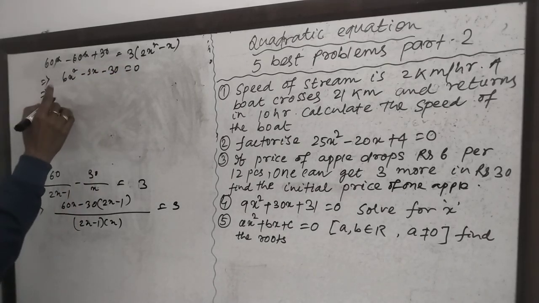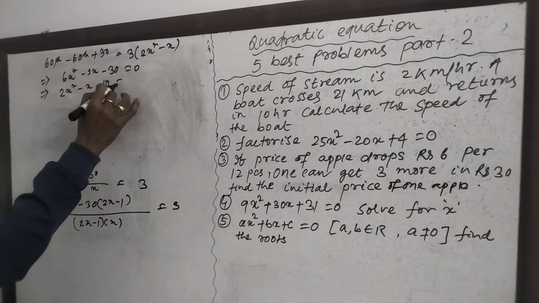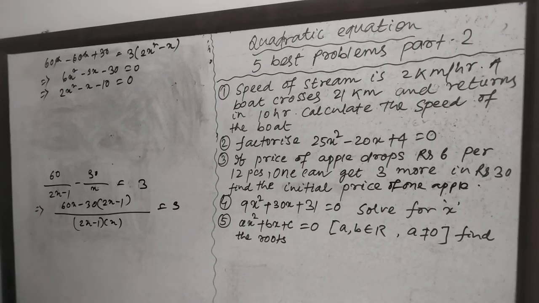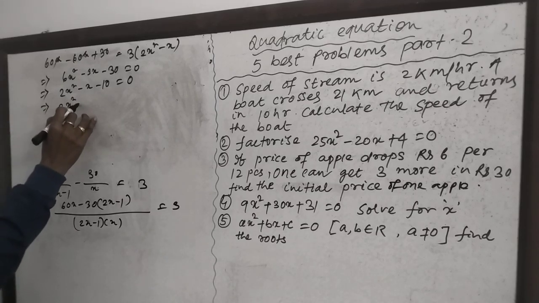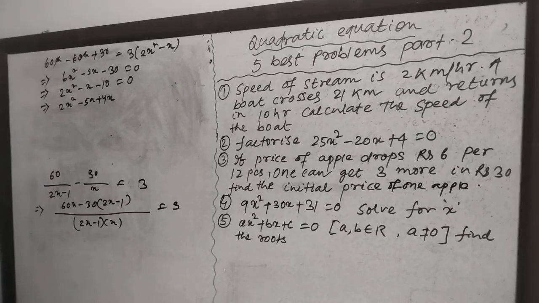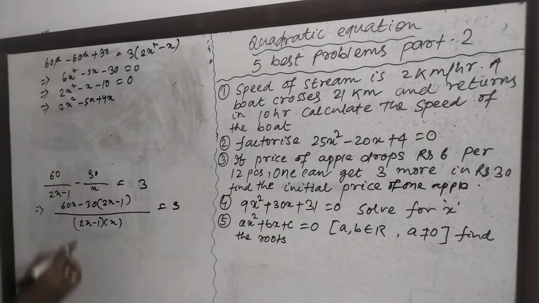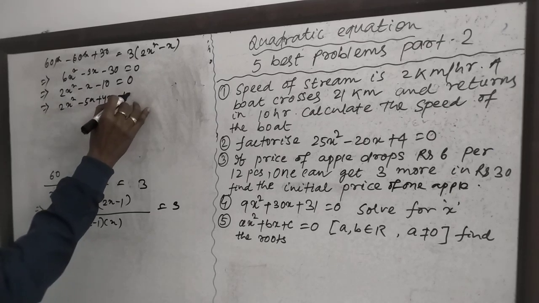Now 3 will be common: 2x square minus x minus 10 is equal to 0. Okay, now factorize it. 2x square minus 5x plus 4x. Okay, 5 into 4 is 20, minus 20, okay, minus 10 is equal to 0.